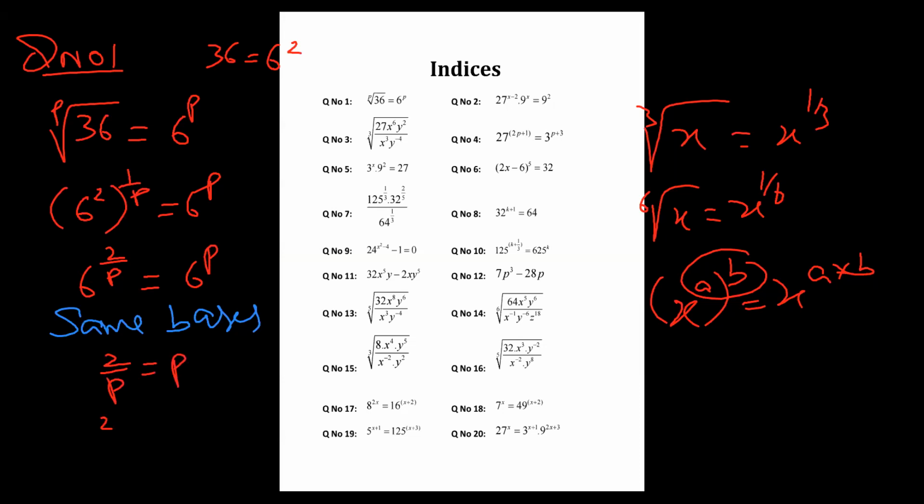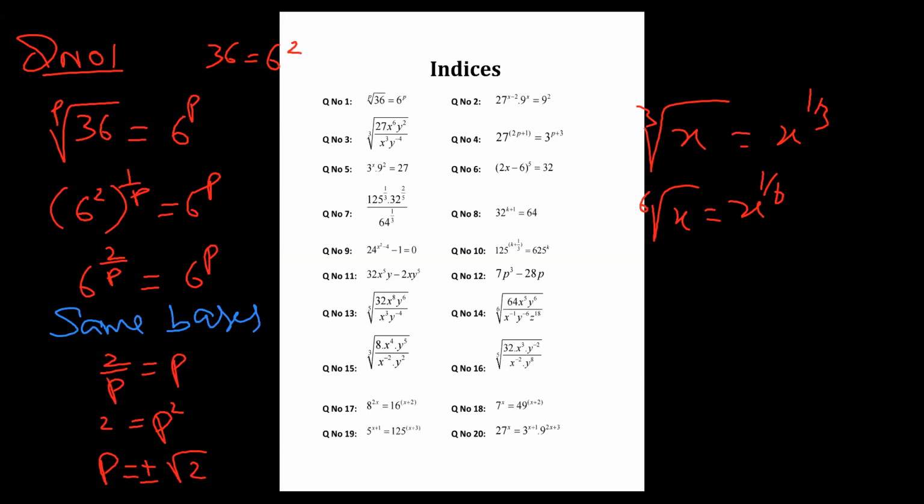Cross multiply p into p, become p square. Here some students, when they take root, they just write root plus. No, you must write plus and minus. Because whenever we take a square root, always two answers come. One plus and one minus. And let's go to question number 2.